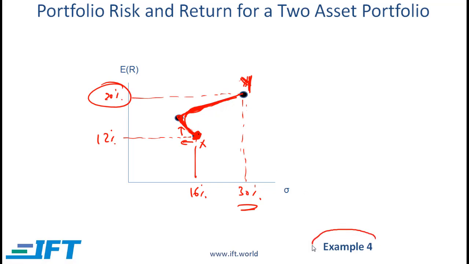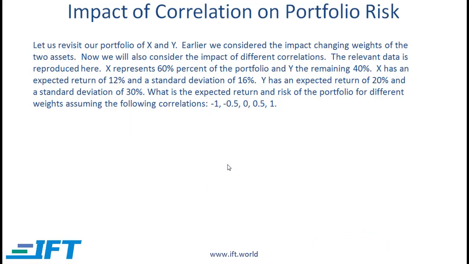Now I want you to work on example 4 in the curriculum. In fact, we will do that through this example. Please read through it. You will notice that all the numbers are similar to what you have seen before. The difference is that now we will also look at the impact of using different correlations. Earlier we used a correlation of 0.5. Now we will also use these other correlation numbers. I want you to pause the video and do this example for the various correlations. This will seem tedious, but at least once in your life you should do this.